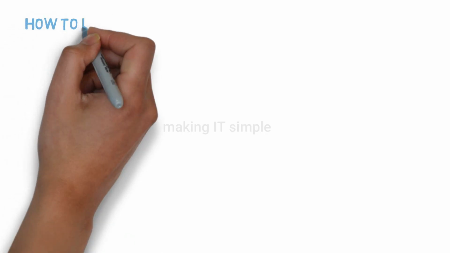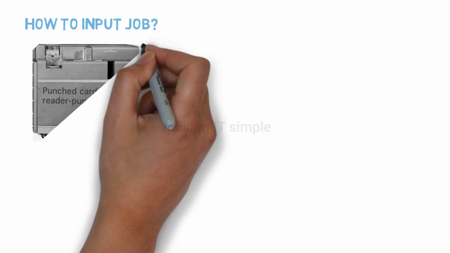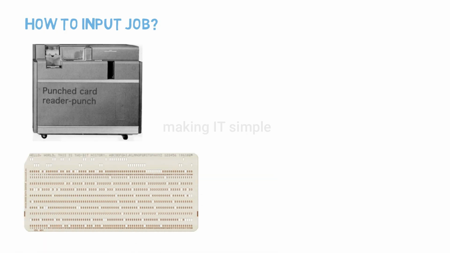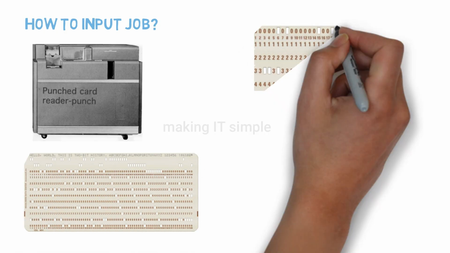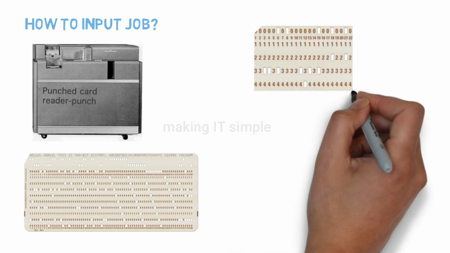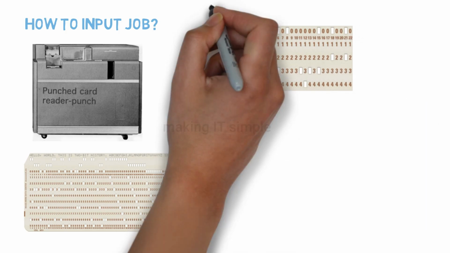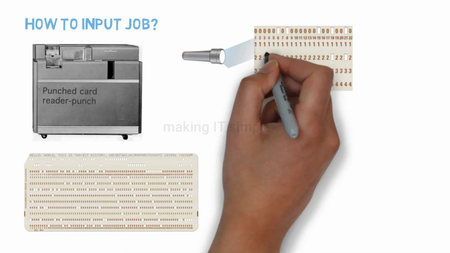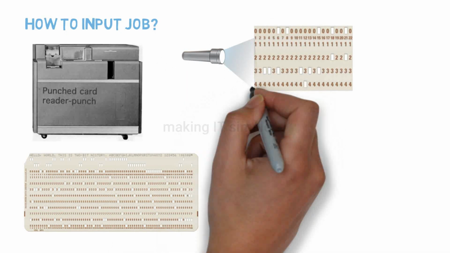So how would you give this job as input to the operating system? The input device at that time used was punch card readers, and punch cards were storage devices. Punch cards were stiff papers which could store digital data represented by presence or absence of holes in predefined positions. Light was passed through the punch cards.